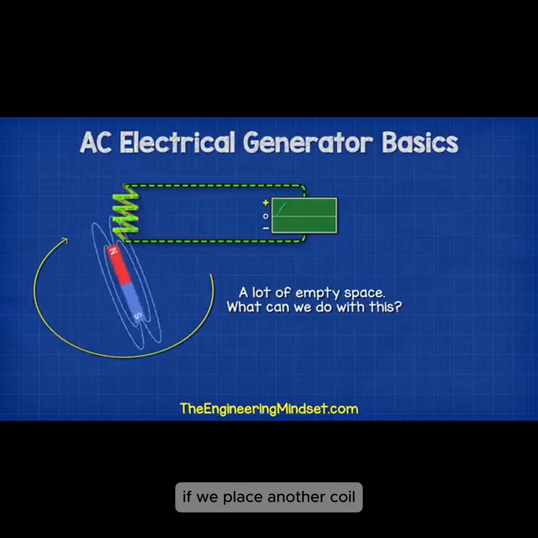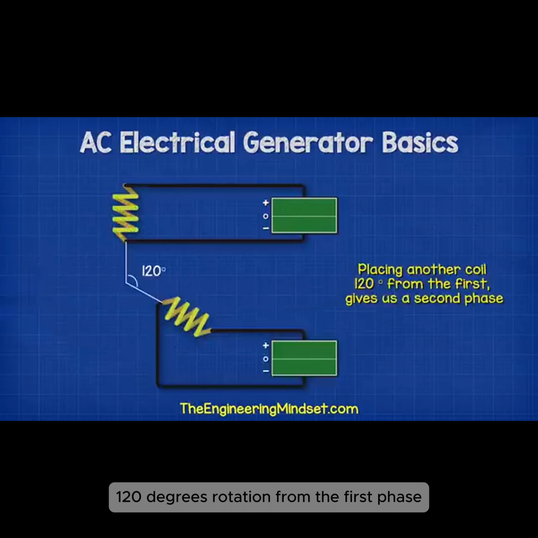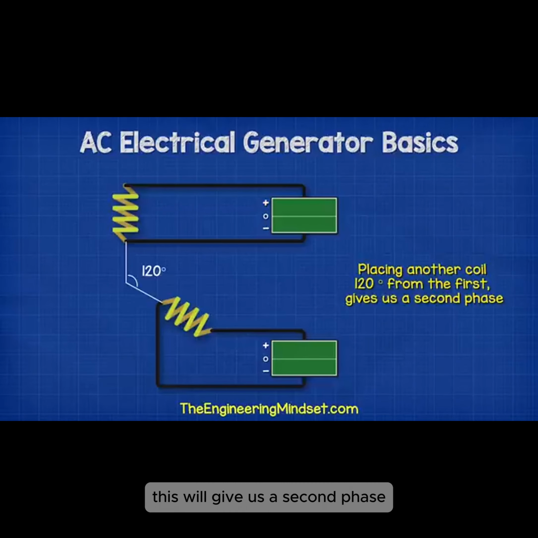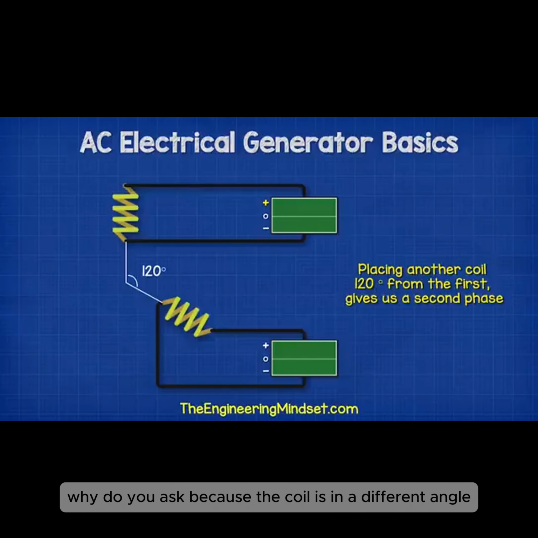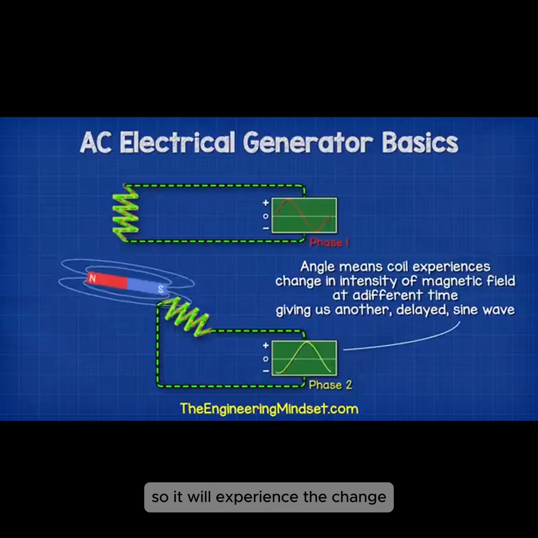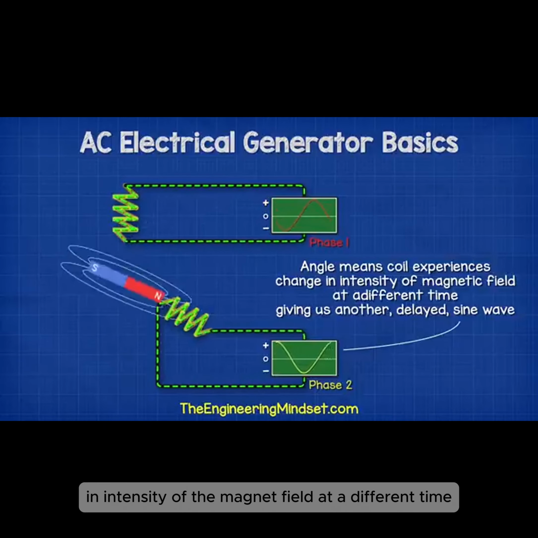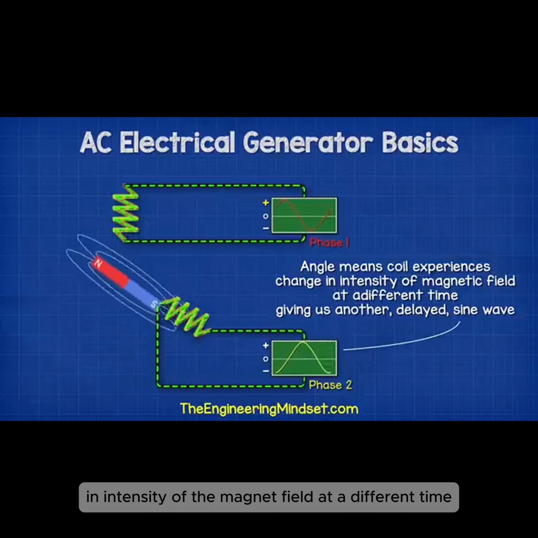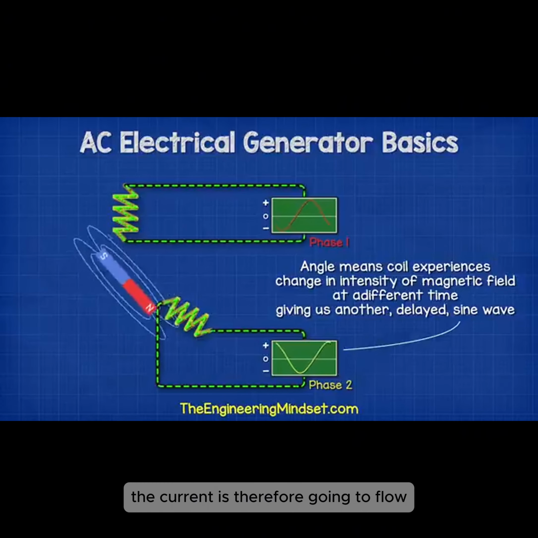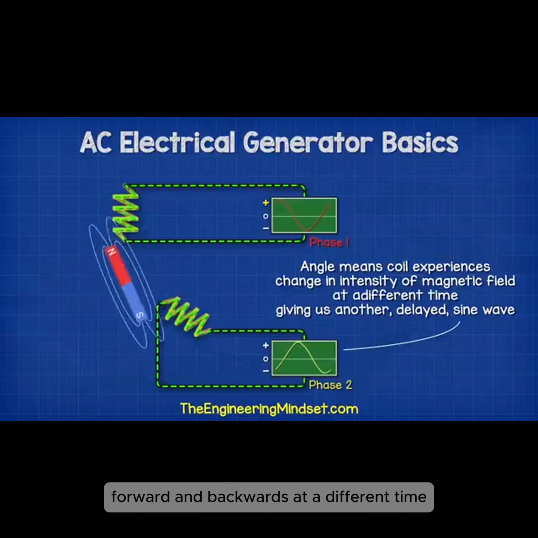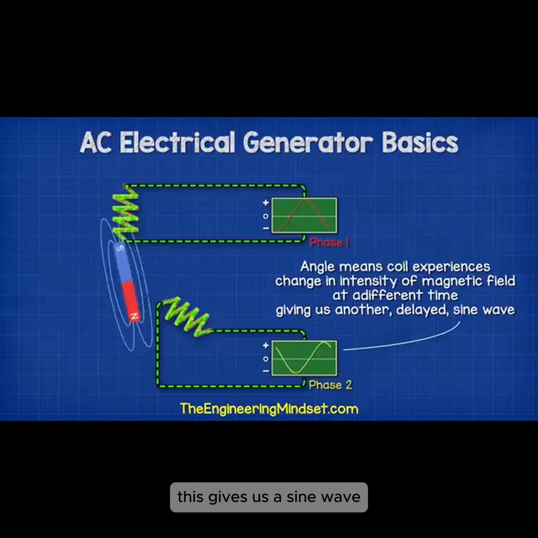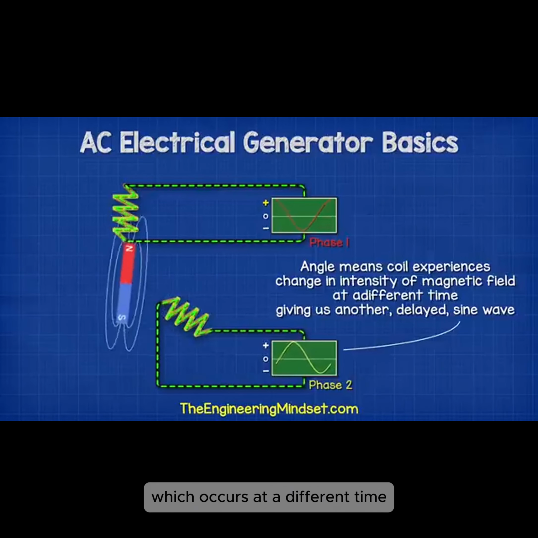If we place another coil 120 degrees rotation from the first phase, this will give us a second phase. Why, you ask? Because the coil is at a different angle, so it will experience the change in intensity of the magnetic field at a different time. The current is therefore going to flow forward and backward at a different time. This gives us a sine wave, which occurs at a different time.